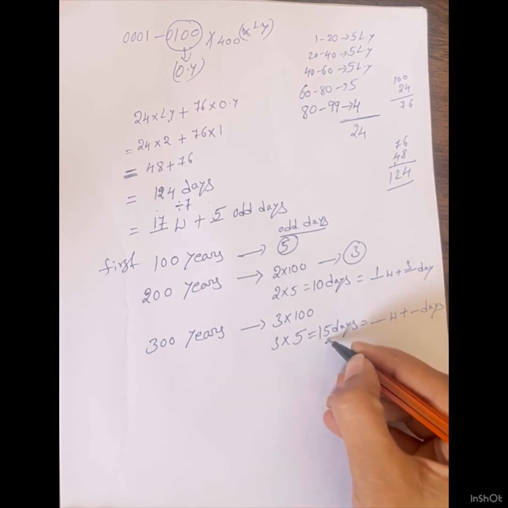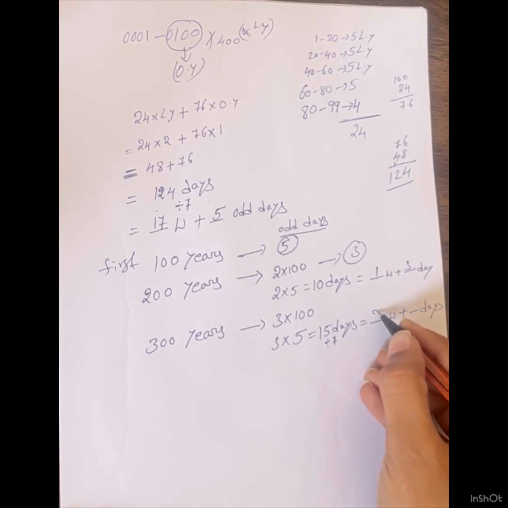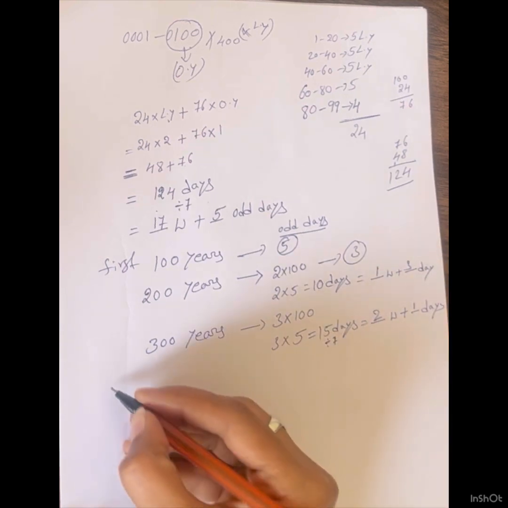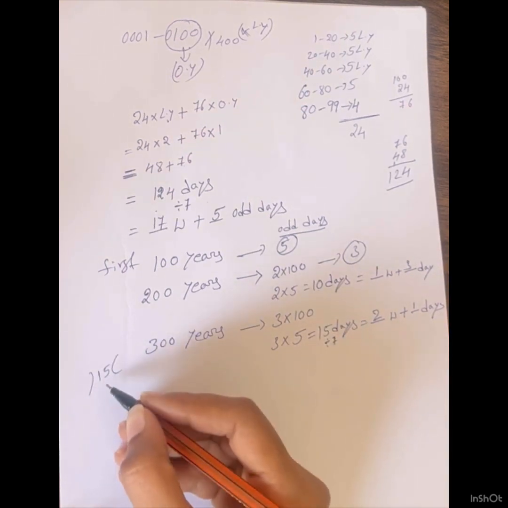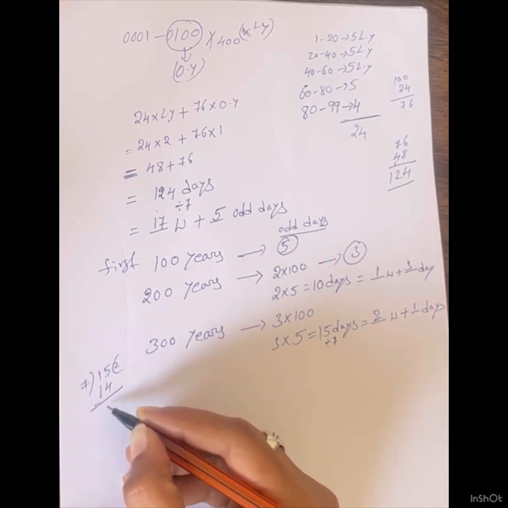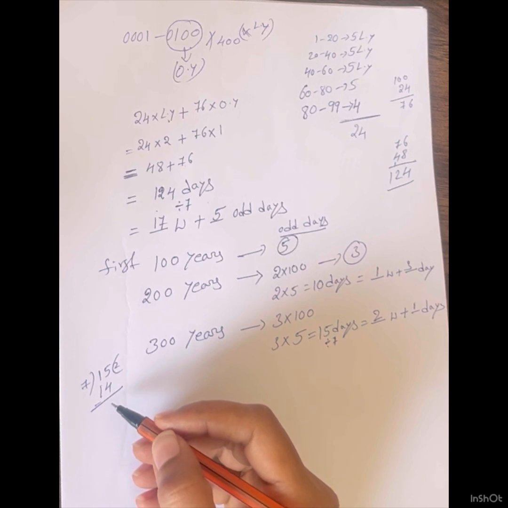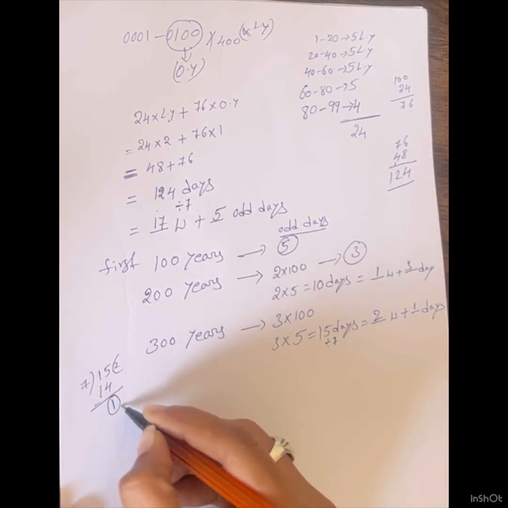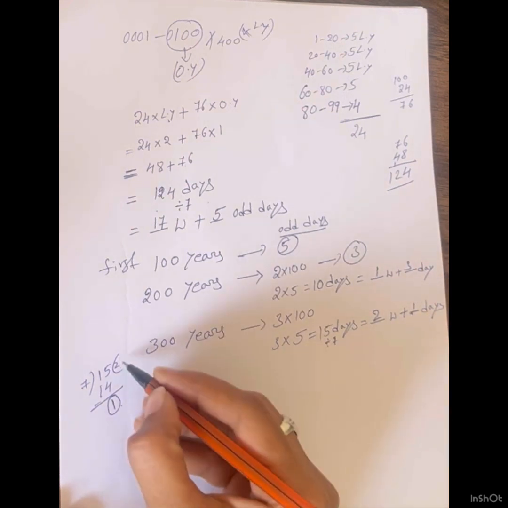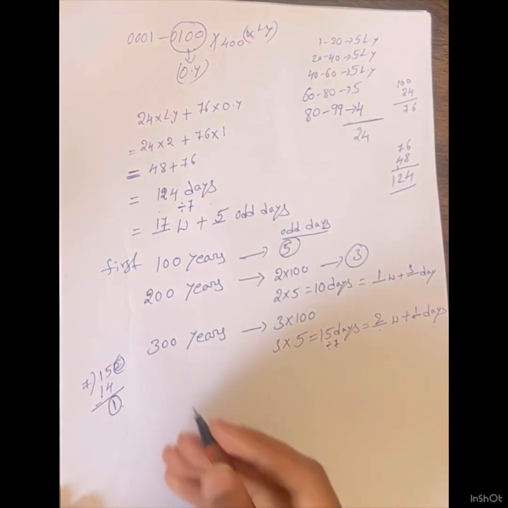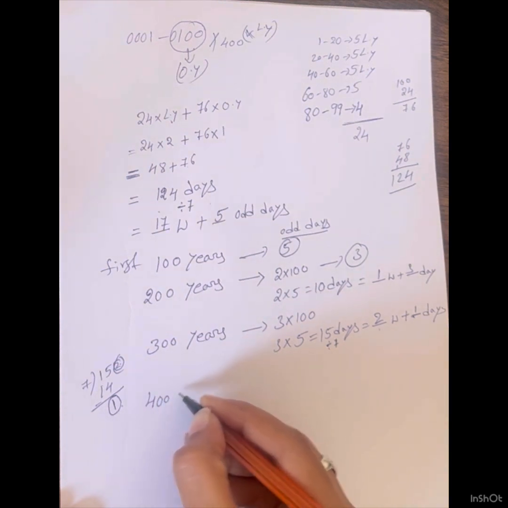So divide this 15 by 7. 7 2s are 14, that is 2 weeks, remaining is 1. So how to write this means divide this 15 by 7. 7 2s are 14. So after subtracting, 15 minus 14 you get 1. So 1 is the remainder, that is nothing but the extra day, and 2 is the quotient, that is nothing but the weeks.